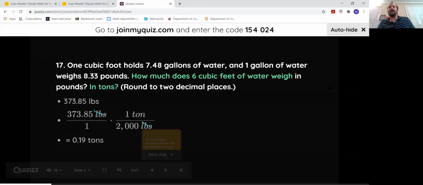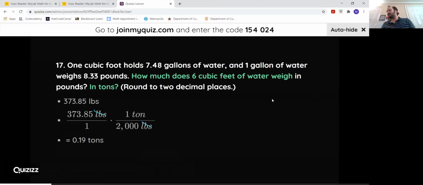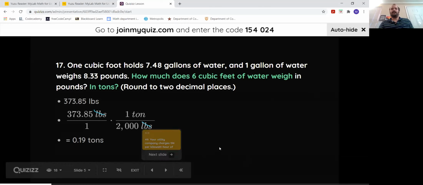Okay. Any questions over these first two? Okay. So you've got to get this unit analysis stuff down.